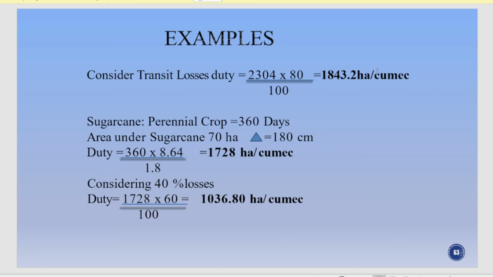Now let us go for sugarcane. What is the base period of sugarcane? 360 days. How much is the area that is being irrigated? 70 hectares. And how much is the depth, delta? 180 centimeter. So let us calculate the duty. After calculating the duty, we know the losses that are going to take place, which is 40%. If loss is 40%, efficiency is 60%. So again, the duty of the sugarcane is multiplied by 0.6. You will get to know the duty for your sugarcane. Okay. Now this is how we can solve for the duty of a kharif crop and the duty of an annual crop.